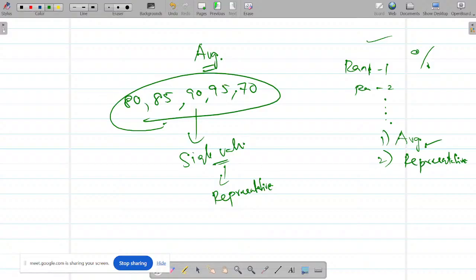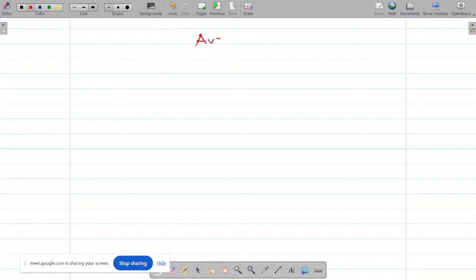So instead of me representing myself, I got 80, 85, 90, 95 and 70 and so on. I'm going to represent them as a single value, and that single value is what we call the average in general. But please remember, when we say average, we are not going to talk only with respect to mean alone. Instead, we'll talk with respect to median, and mode also.